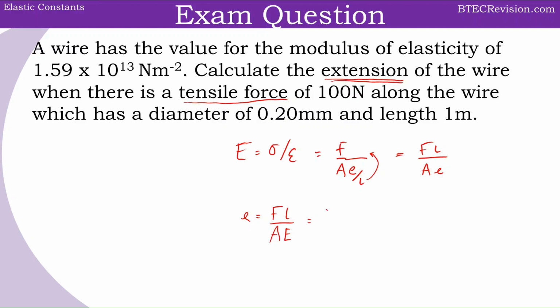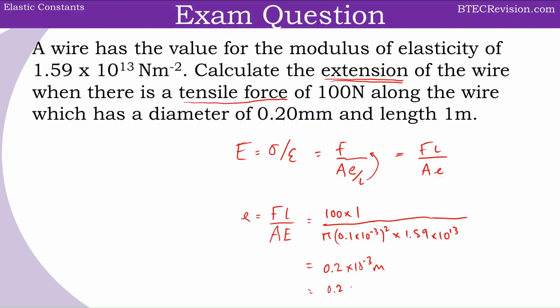So the force is tensile force of 100 multiplied by the length, which is 1 meter, divided by the area, which is pi times r, and r is 0.1 millimeters. So that's 10 to the power of negative 3 squared, and multiplied by the modulus of elasticity, which is 1.59 times 10 to the power of 13. Plugging in our values into our equation, we get a value of 0.2 times 10 to the negative 3 meters, and that's equal to 0.2 millimeters.